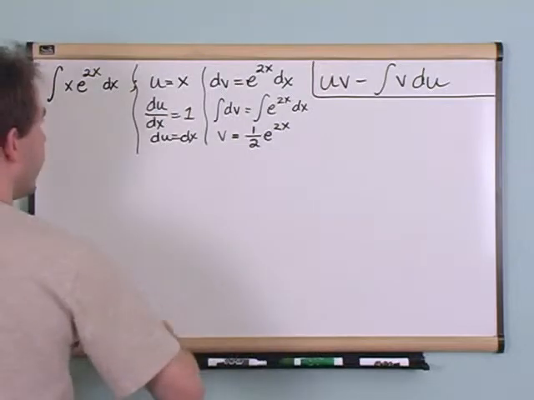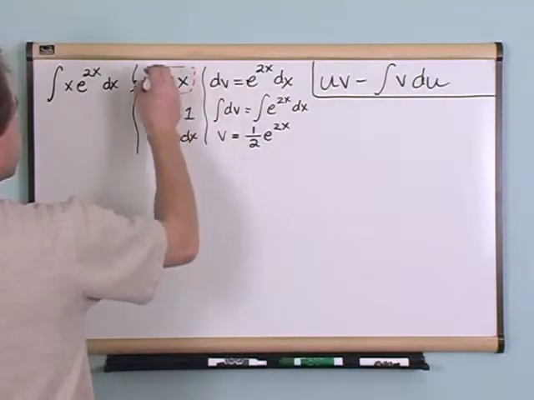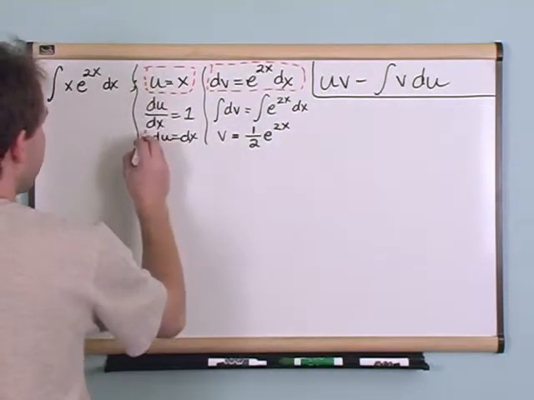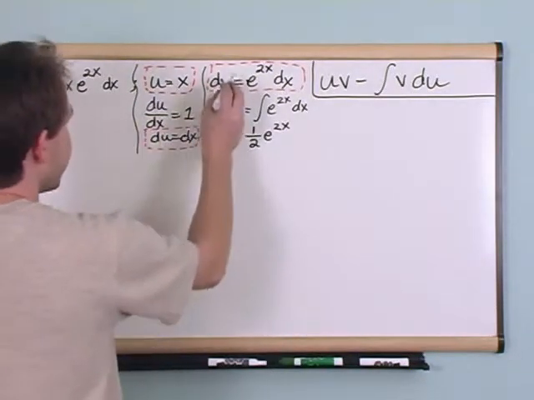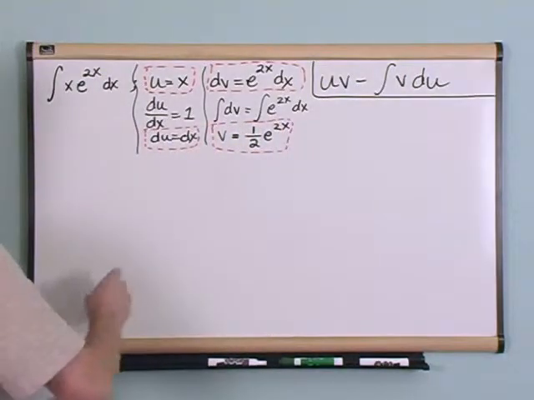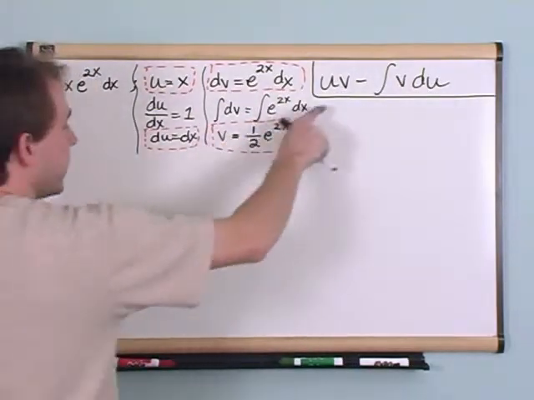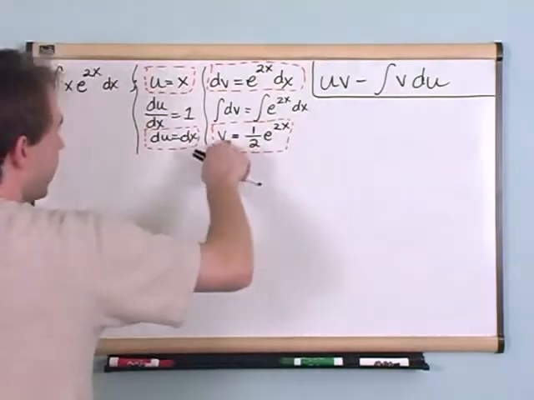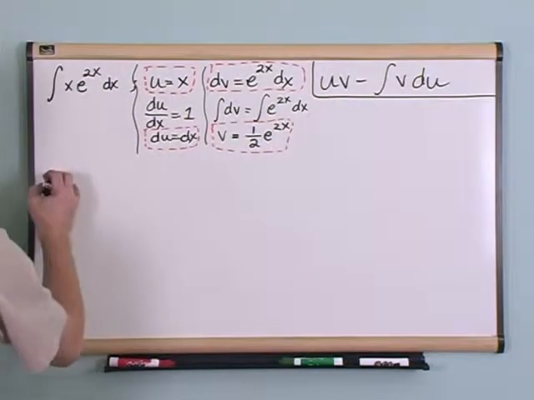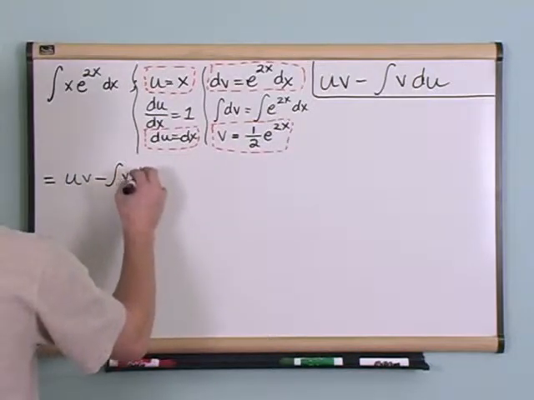But you see, what we have here is 4 important pieces of information. We have the initial u we picked, we have the initial dv that we picked, and then from that we found what du was equal to, and from this we found what v was equal to. So we have 4 very important pieces of information. U we have here, v we have here, du we have here. So we have all the pieces to find the answer. So the answer to this integral is uv minus the integral of v du.